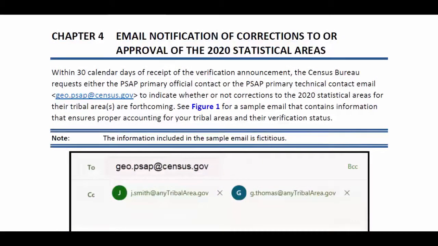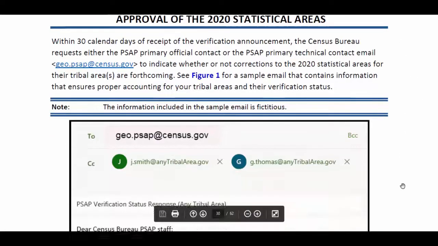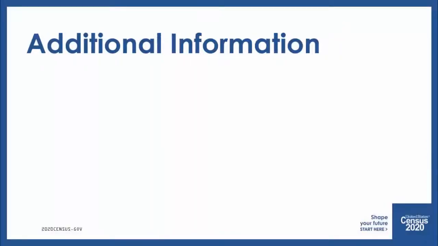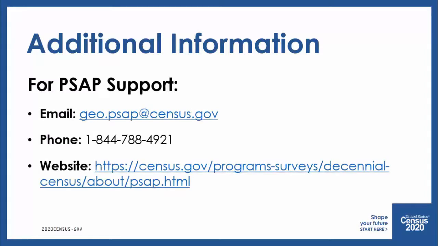If no corrections were identified, your participation concludes after sending an email of approval to the Census Bureau. If you have any questions regarding how to use online PDF maps to review your 2020 tribal statistical geographies, please email geo.psap@census.gov or call toll-free at 1-844-788-4921.